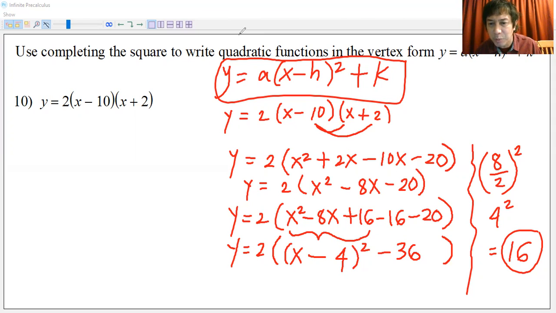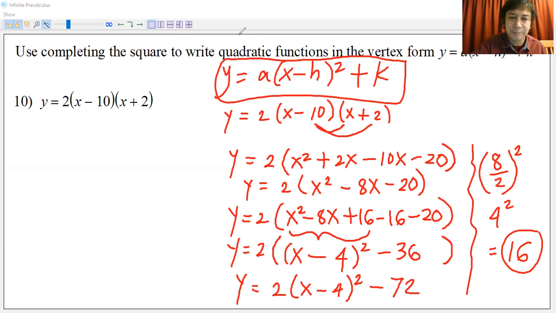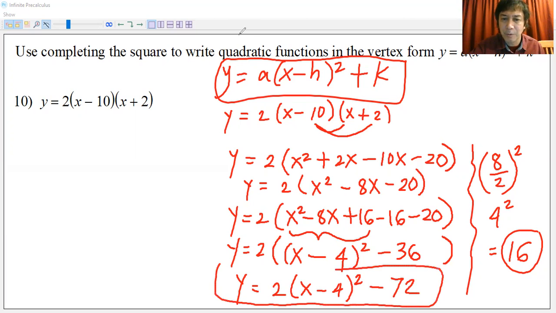Now we distribute back the 2. So this will now be 2 times x minus 4 squared, and then multiply the 2 and 36. That looks like a minus 72 there. Okay, that's it. So this will now be the vertex form.